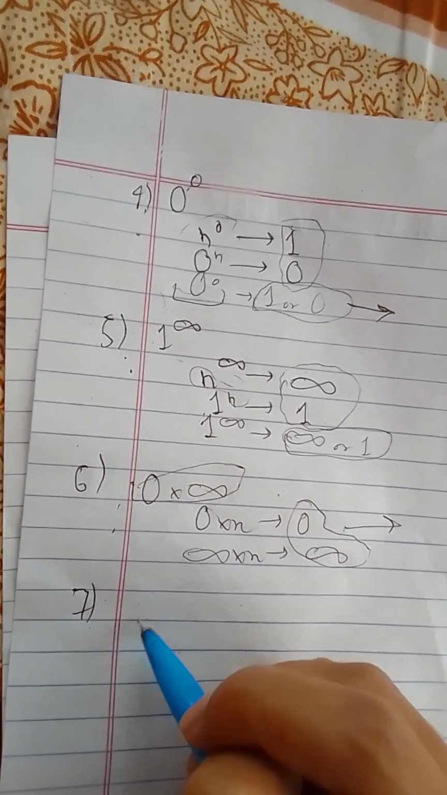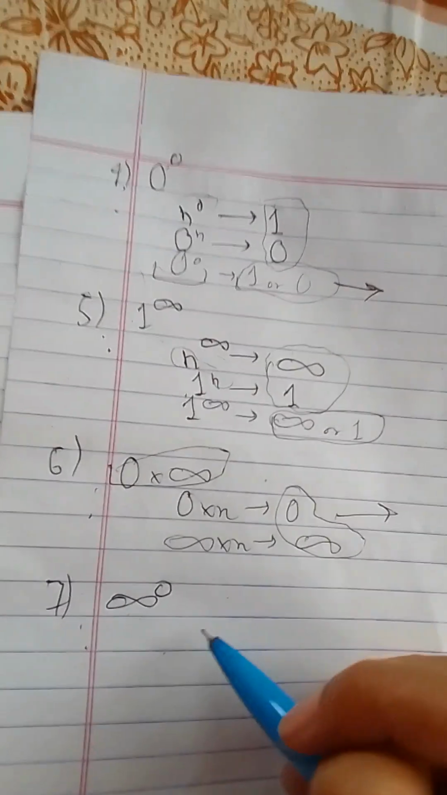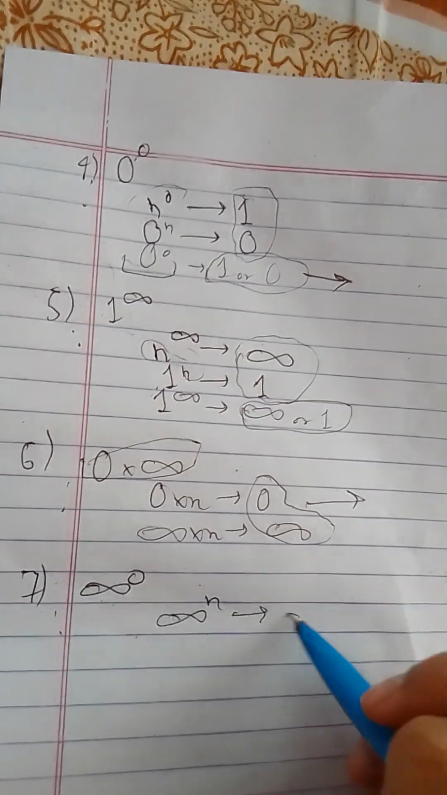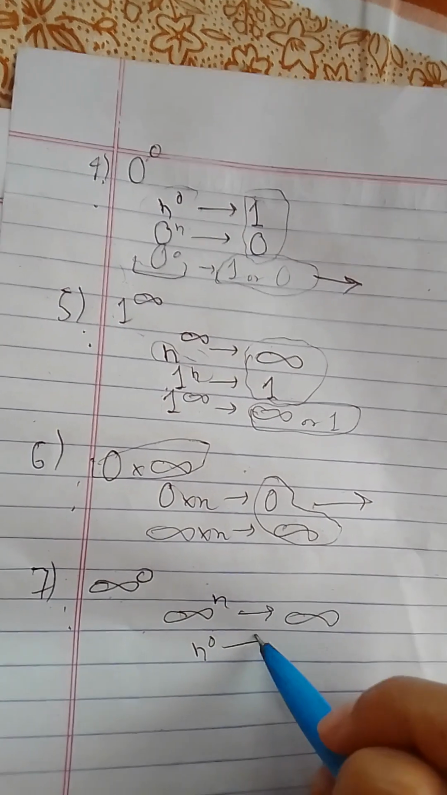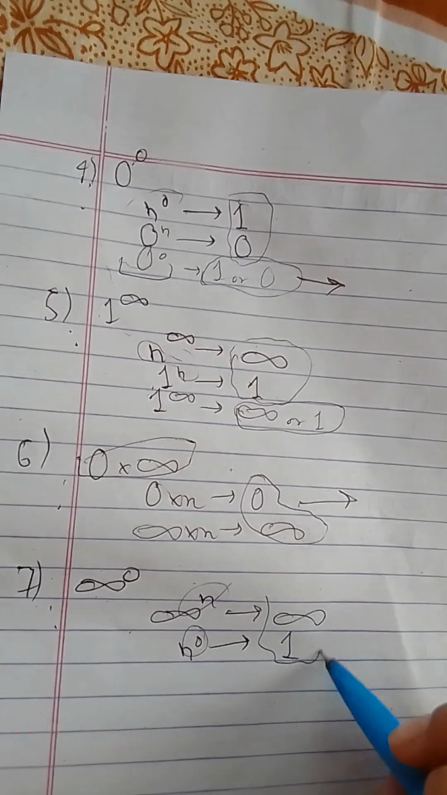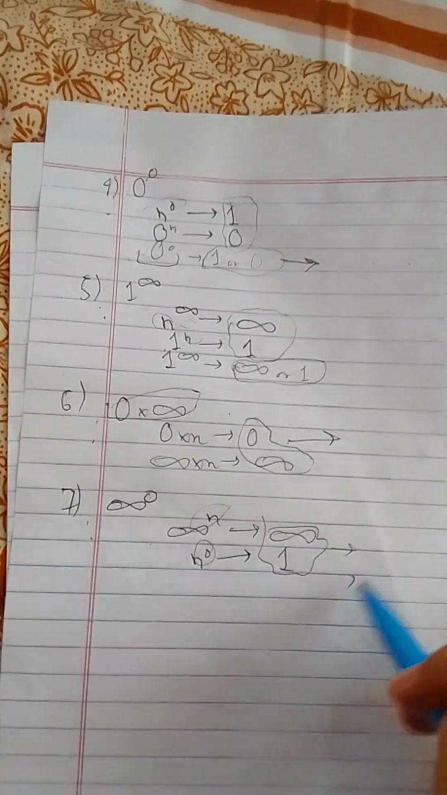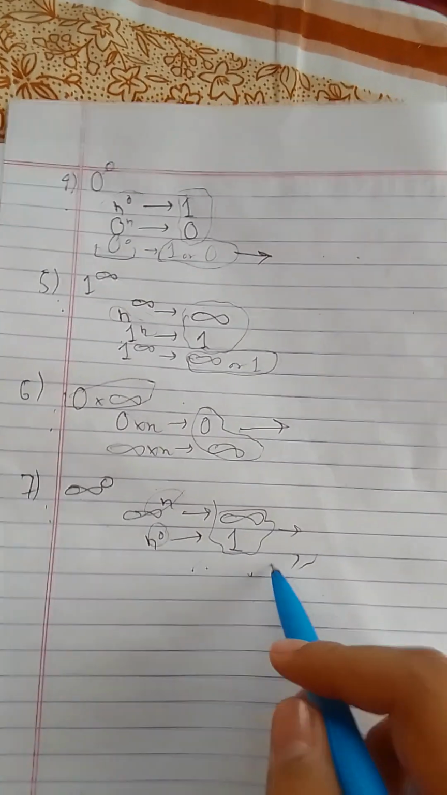Last one, infinity to the power of 0. Same here, we have infinity to the power of anything is infinity, while n to the power 0 is 1. So we don't know if it is infinity or 1. Hence it is an indeterminate form. These are the proofs for why they are so called indeterminate forms.